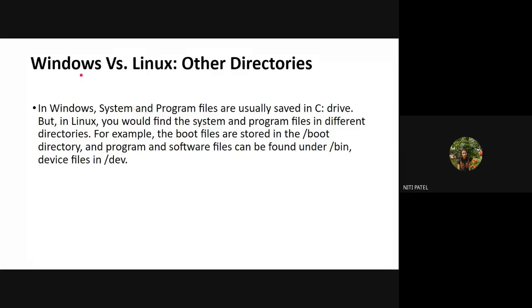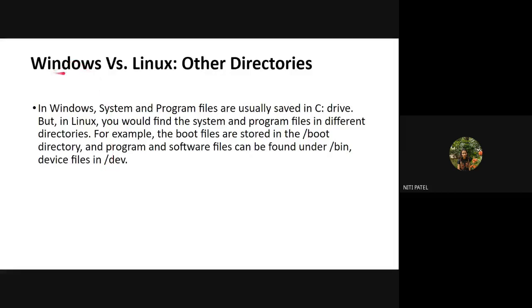Now, in the Windows operating system, where are all your system and program files saved? In the C drive. What are system files? The operating system and all the software for your applications, where are they saved by default? Inside the C drive. But in Linux, you will find them in the boot directory if related to the operating system, in the bin directory if related to software, and in the /dev directory if related to devices.